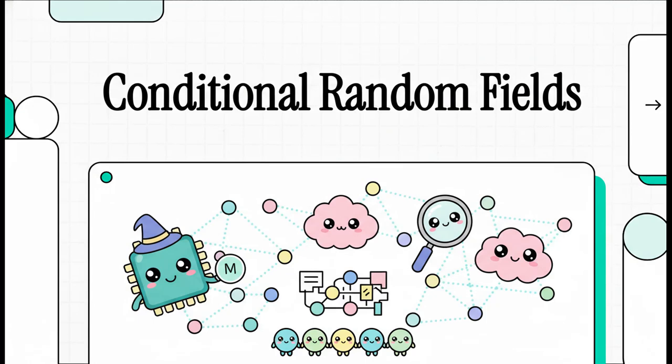Welcome to the Explainer. Ever wonder how a machine learns that a single word can change its entire meaning just based on the words around it? Well, today we're diving into the model that really cracked that puzzle, the Conditional Random Field, or CRF.